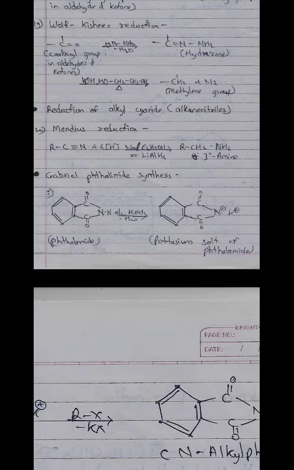Next is the Gabriel phthalimide synthesis. In this the reactant is phthalimide. Phthalimide means a benzene ring with CO and an NH group in this, plus alcoholic KOH will give us the potassium salt of phthalimide, which means the same compound with K+ in the place of one hydrogen atom.